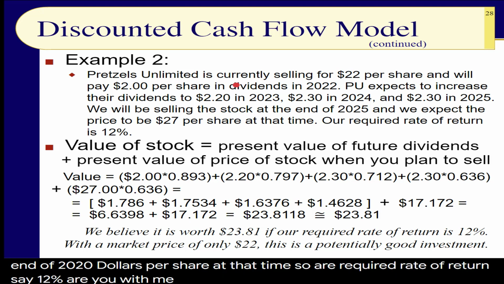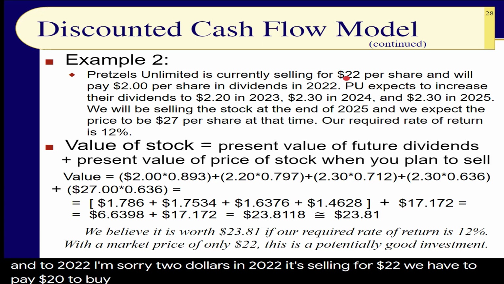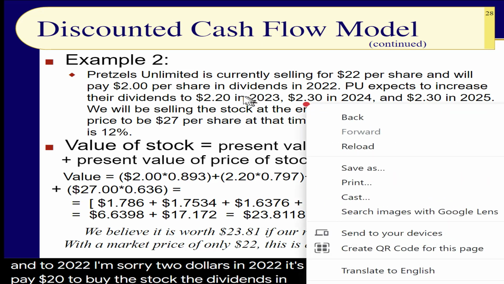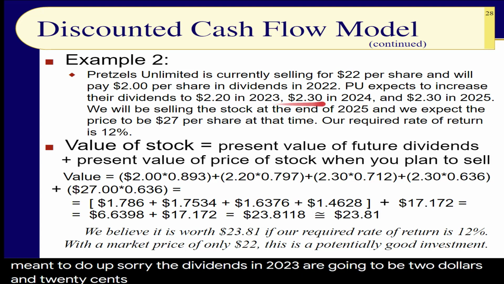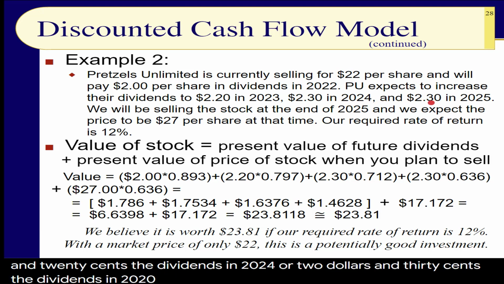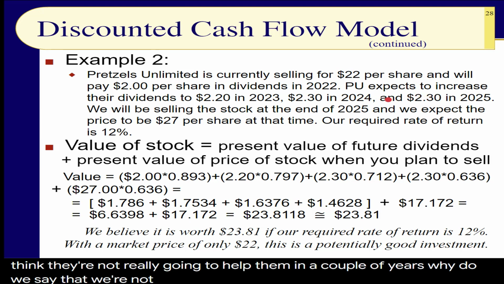Are you with me, folks? You see what's going on here? $2 in 2022. It's selling for $22. We have to pay $22 to buy the stock. The dividends in 2023 are going to be $2.20. The dividends in 2024 are $2.30. The dividends in 2025 will be $2.30. We think they're not really going to increase them in a couple of years. Why do we say that? We're not sure. We just believe it.